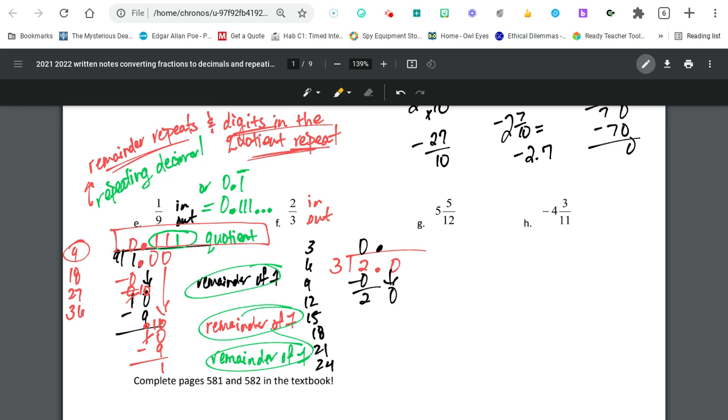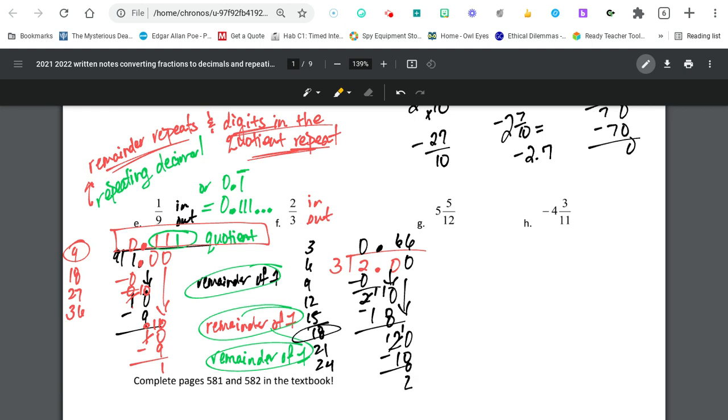And the closest I can get to 20 without going over is 18, which is a group of 6. 6 groups of 3. Subtract the 18. I got a remainder of 2. Okay, I get that would be 6 again. And even when I subtract, I still get another remainder of 2.